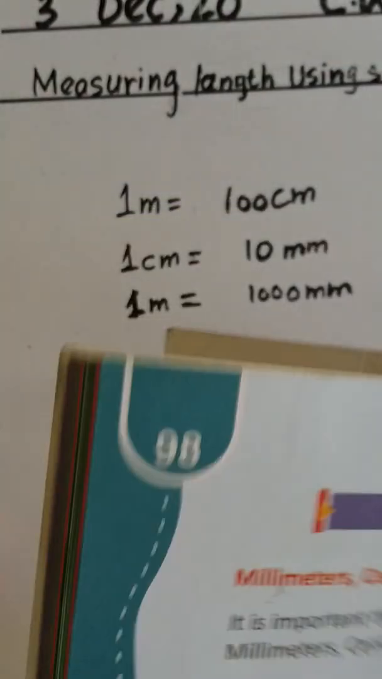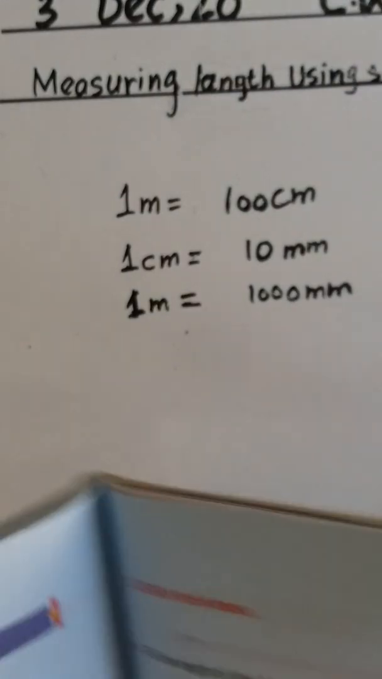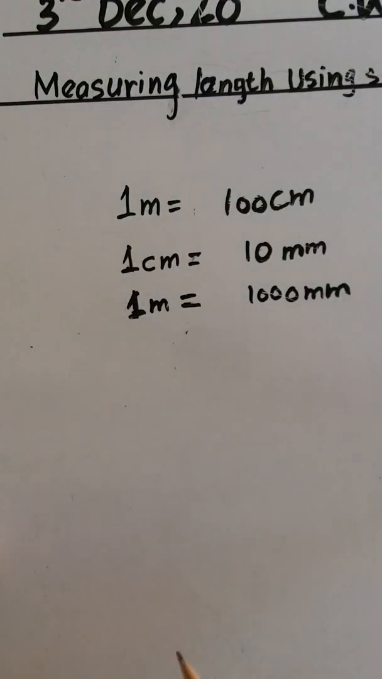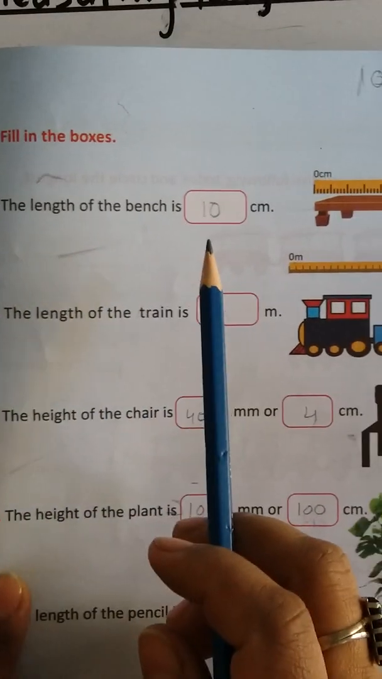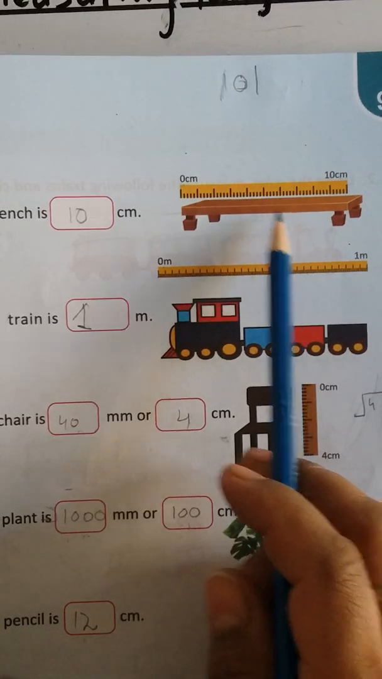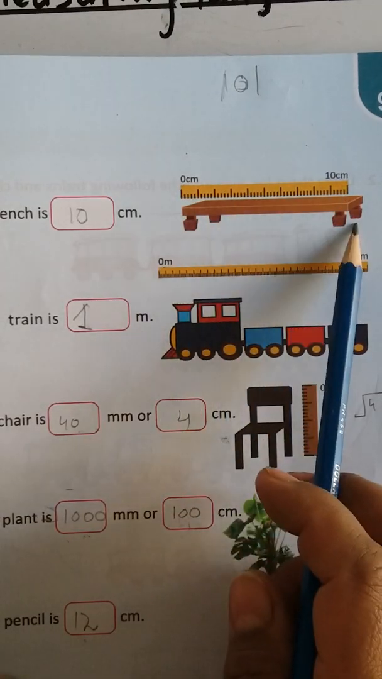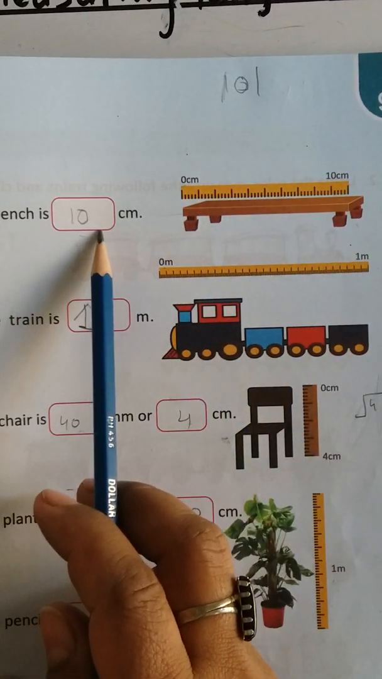Okay, grade 1. Come to the next page. On this page, the length of the bench. You can see the length of the bench is 10 centimeters. As you can see on the scale, how much is it on the measuring scale? It is 10 centimeters. Simply we will write 10 here.